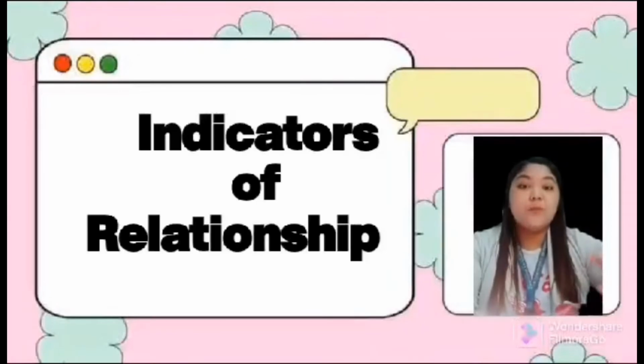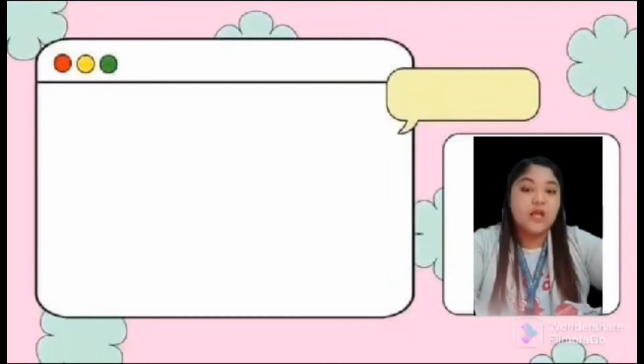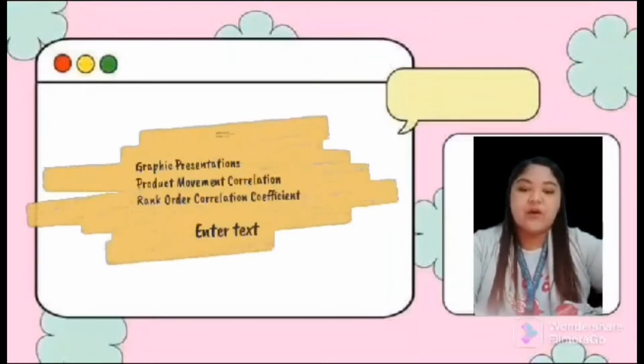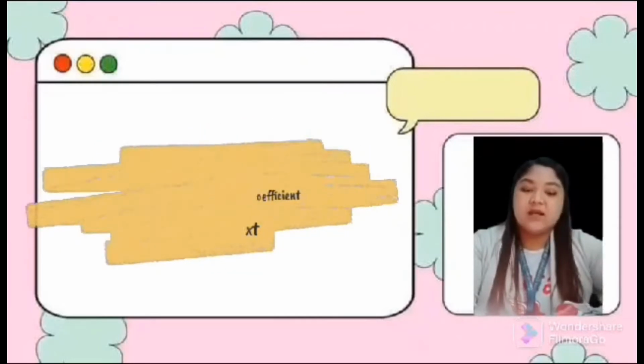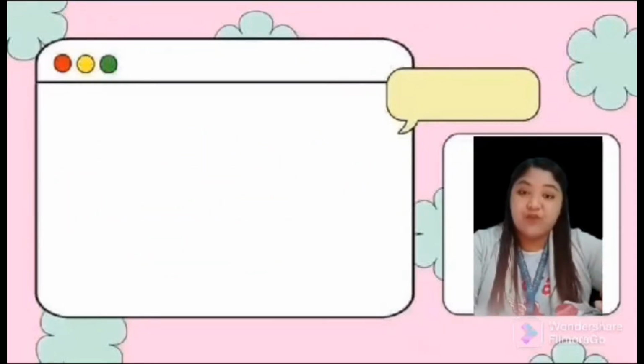Good day, everyone. My report is all about the indicators of relationship. These are techniques of describing the relationship of the scores in different subject areas. First, graphic presentation. Second, the product moment correlation coefficient. And the third one is the rank order correlation coefficient.